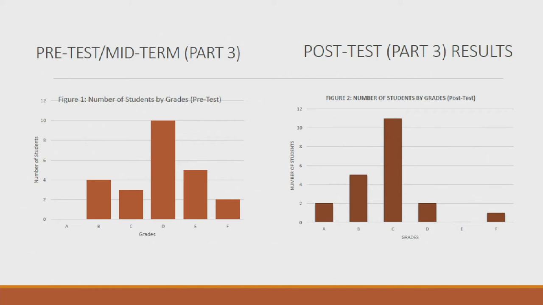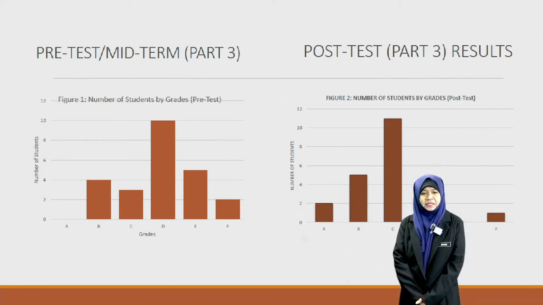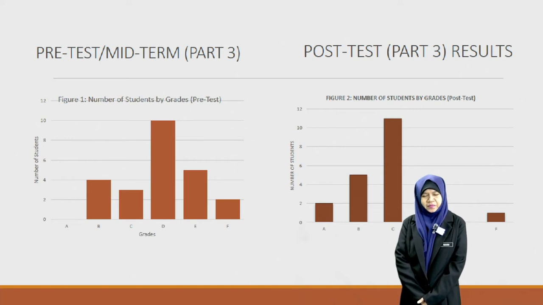At the end of 3 weeks of the research, the students were given another reading comprehension test. The bar chart shows that there is a significant improvement in the students' post-test score. The results are more spread out, with the majority, or 76% of the students, scoring between B and C.